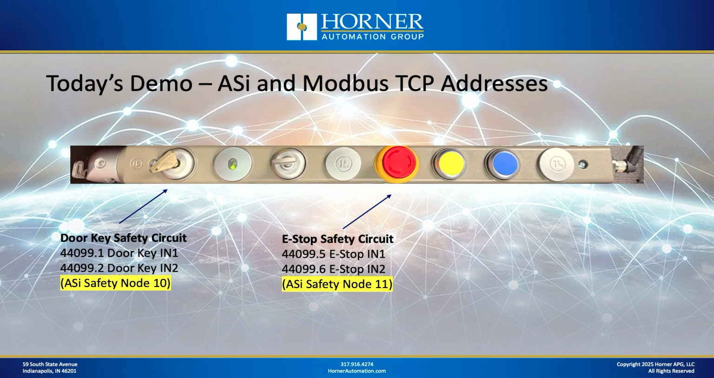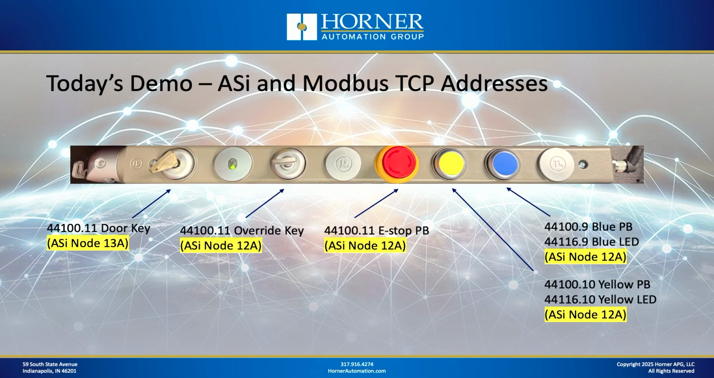So here, let's take a look at ASi node 10 and 11, which is the safety nodes on ASi and the specific Modbus TCP holding registers where this is accessed from. Okay, so that is the safety addresses, if you will. And then from a general purpose IO data standpoint, which is nodes 12A and 13A on ASi, here are the specific Modbus TCP holding registers for the data you see here on the screen. Again, I just wanted to have this here for those folks who are actually doing this integration and trying to use this video as a guide.